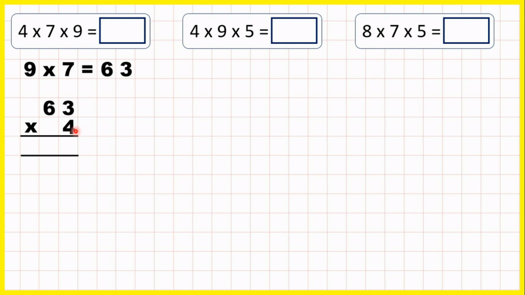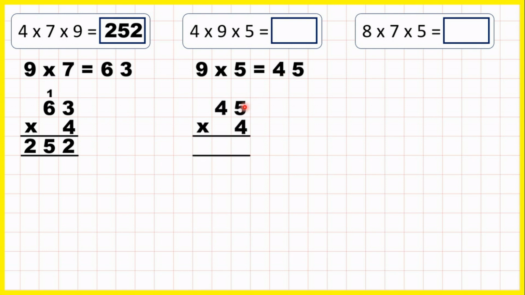3 times 4 is 12, so 1, 2. And now 6 times 4 is 24, plus 1 is 25. So our answer is 252. Now 4 times 9 times 5. Now we could, like we did here, multiply the larger numbers together first. So 9 times 5 is 45, and then we can take that and multiply it by the 4. 5 times 4 is 20, so 2, 0. 4 times 4 is 16, plus 2 is 18, so our answer is 180.